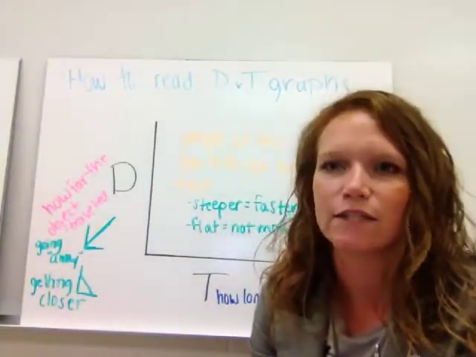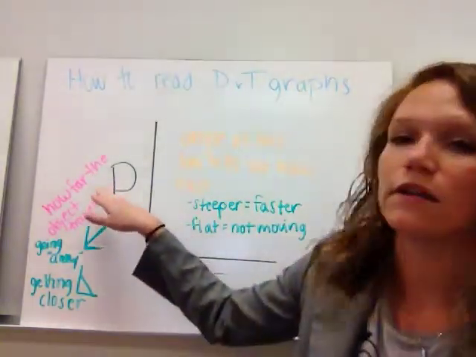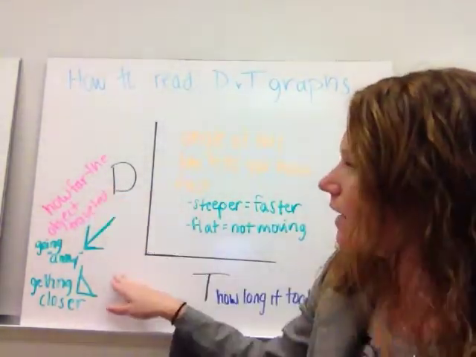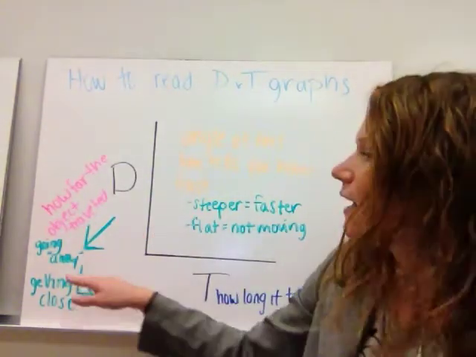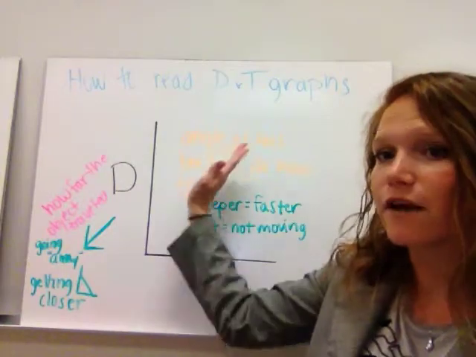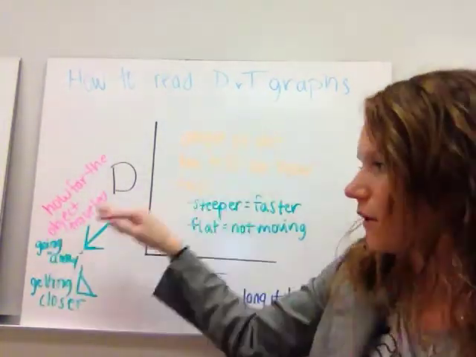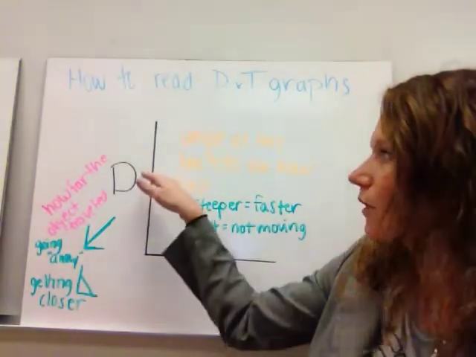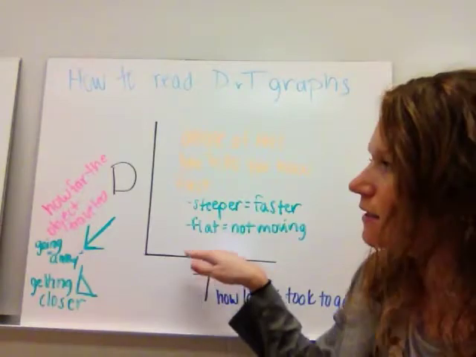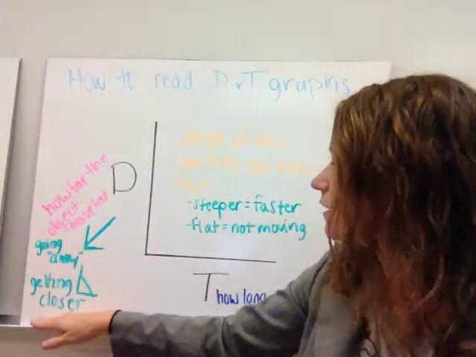How to read the distance versus time graph. The distance over here will tell you how far the object traveled. If the line is going away from the zero part, you can see that it's getting a further distance away from where it started. If the line is getting closer from the y-axis to the x-axis, that means the distance is going down. The object is getting closer.